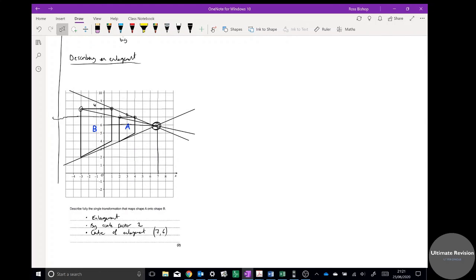So you can now print off those 2 worksheets I've put on Show My Homework and work through them, please. The answers are all also there so you can check your answers as you go.